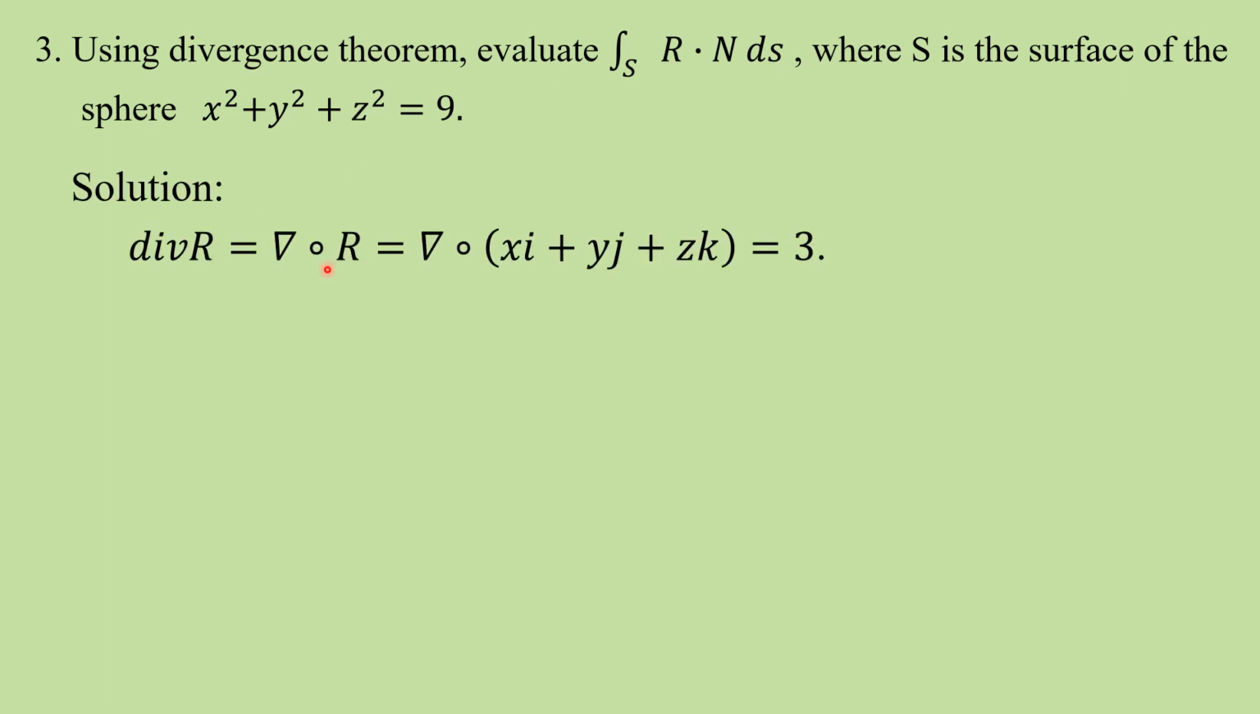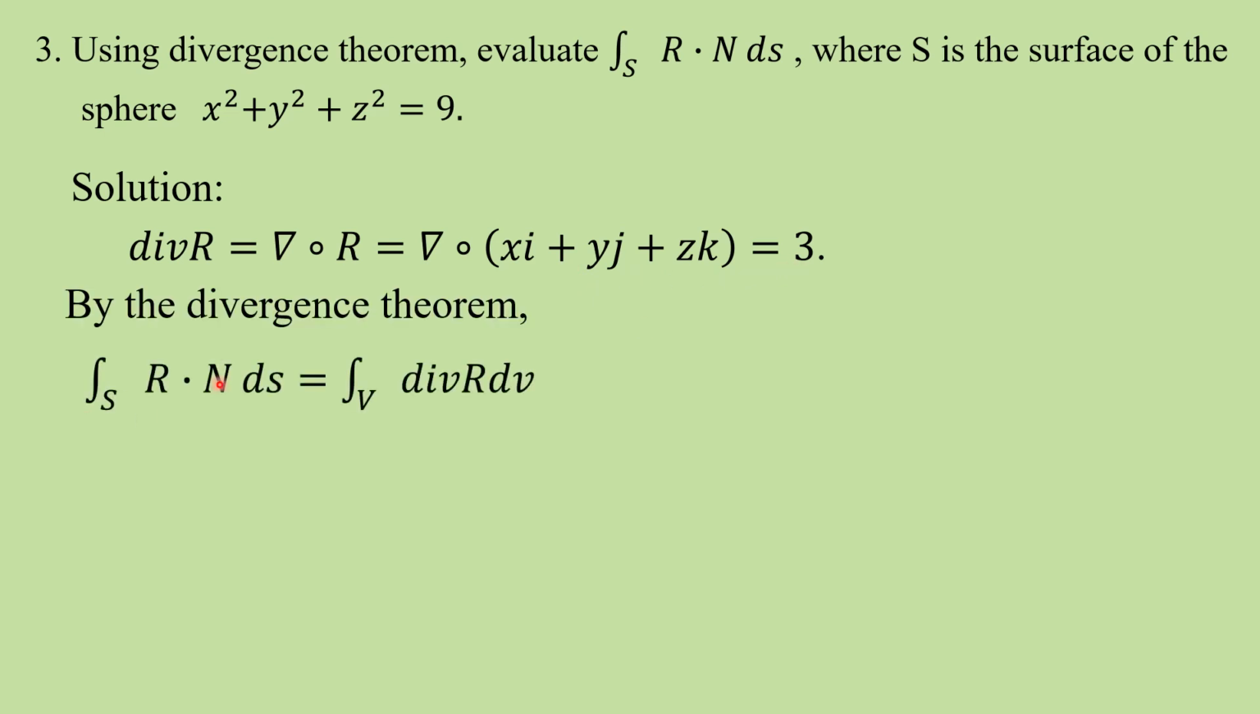So div R is del dot R, which is already known to us, that is 3. Or once again you can find dou f1 by dou x plus dou f2 by dou y plus dou f3 by dou z. So partial derivative of x with respect to x, y with respect to y, z with respect to z: 1 plus 1 plus 1, that is 3. So by divergence theorem, the surface integral of R over S we can write as the volume integral of divergence of R, which is nothing but 3. So it is 3 times the volume of the solid itself.